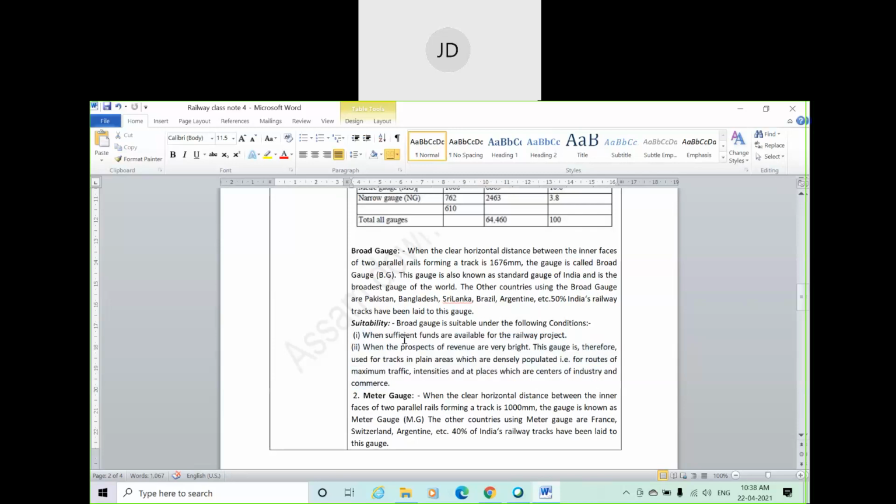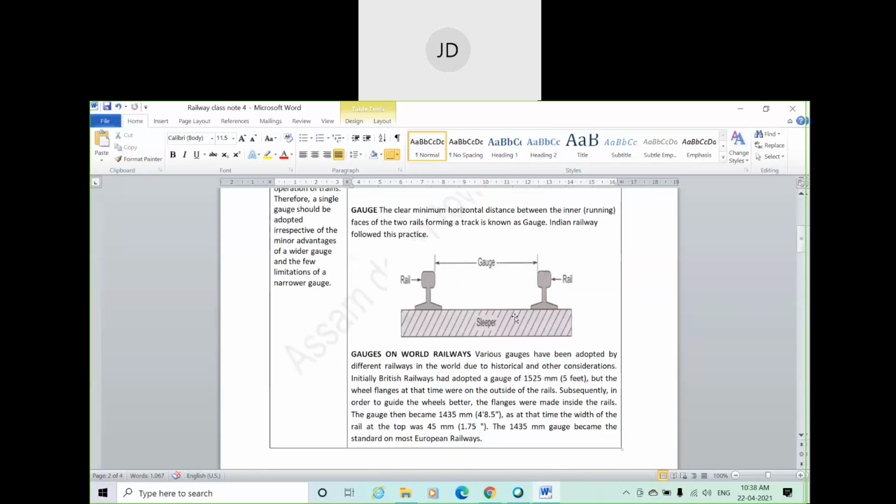So the larger the gauge, as you can see in the drawing here, the larger the gauge length, the higher the cost of a railway track will be. You need more ballast, a larger sleeper, and maybe a wider rail. So ultimately the overall cost of the railway track may get higher, not too much, but to some extent it may increase the cost of construction or maintenance.